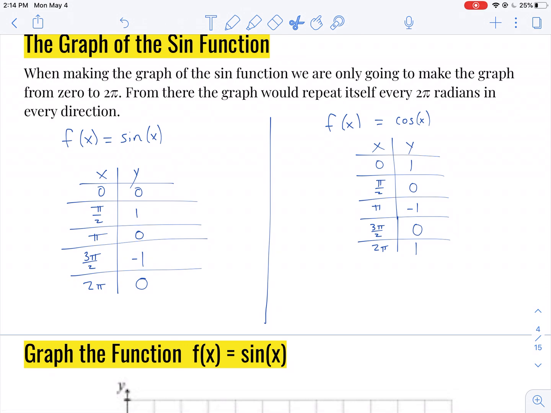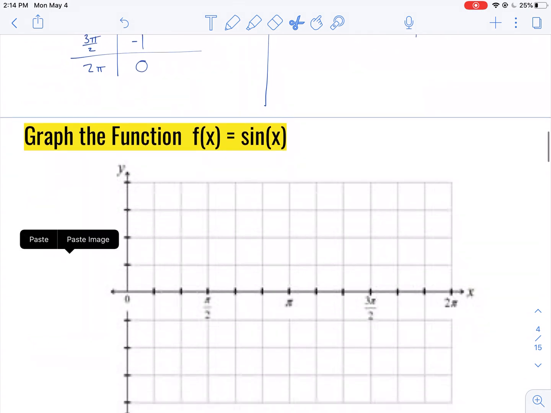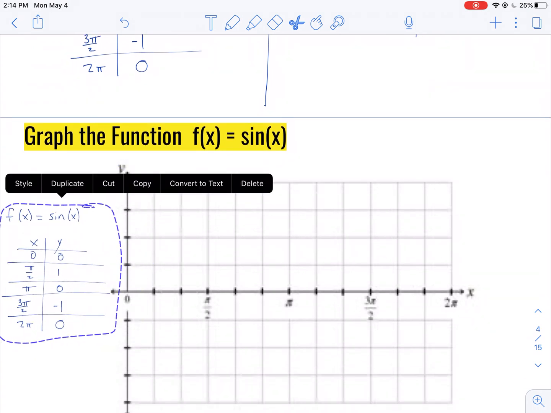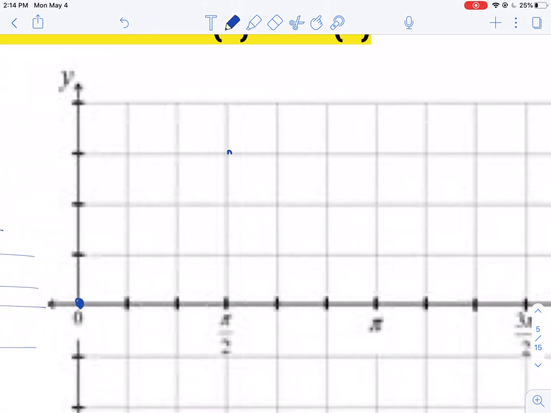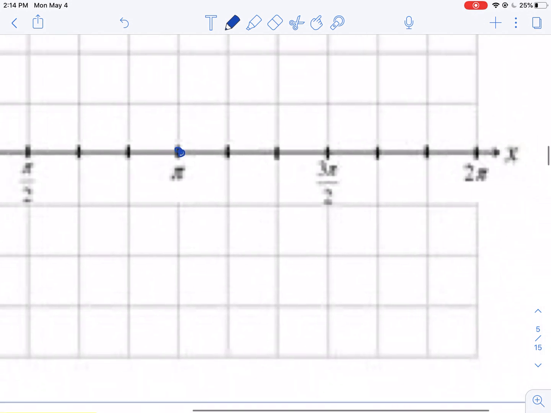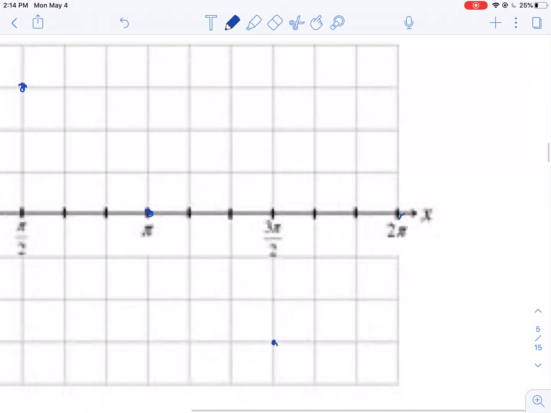So now that I have this table of values, I'm going to copy it and paste it for my f of x is equal to sine of x graph. And I have xy coordinates now, so I know that I've got this point 0, 0. I've got this point pi over 2, 1. I've got this point pi, 0. I've got this point 3 pi over 2, negative 1. And I've got this point 2 pi, 0.